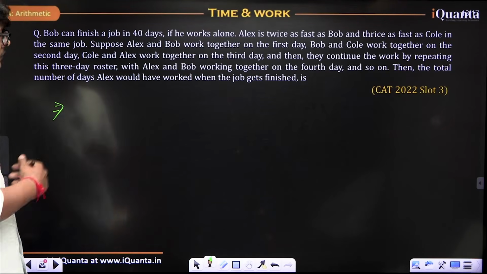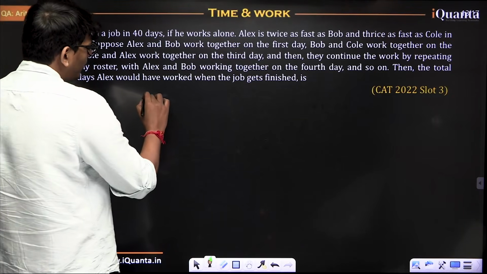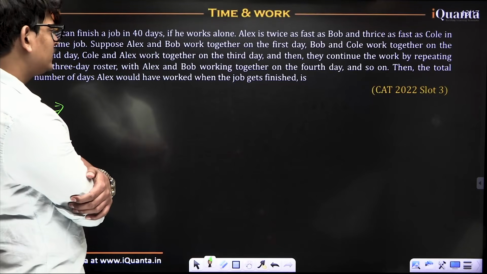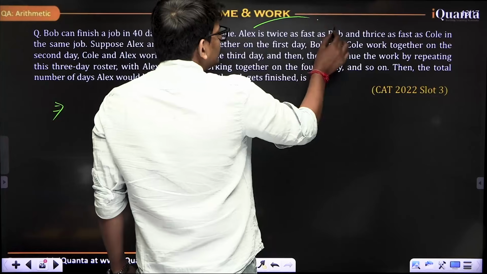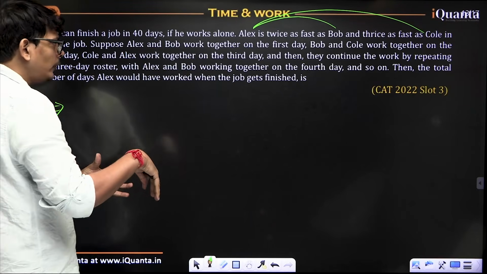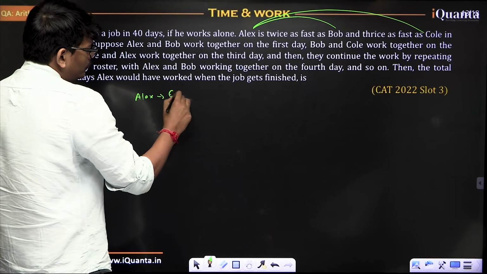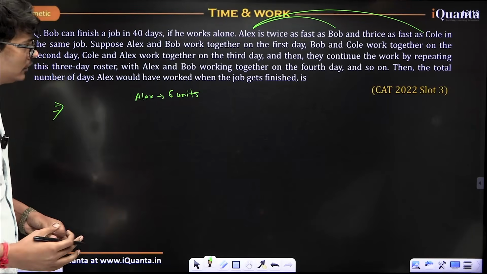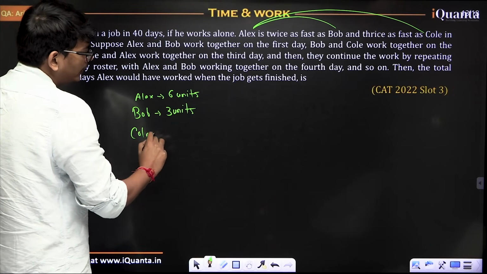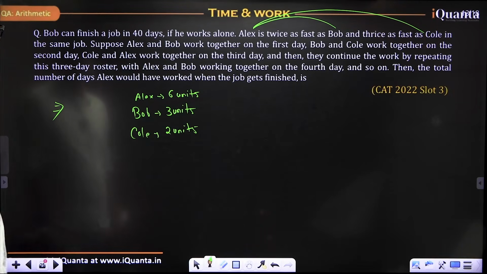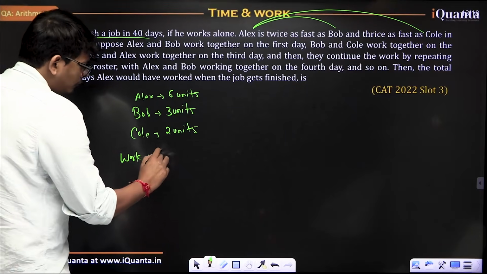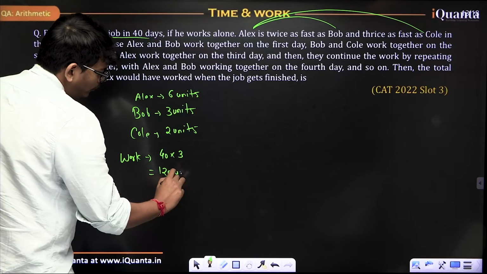Bob can finish a job in 40 days if he works alone. Alex is twice as fast as Bob and thrice as fast as Cole. Okay. So if you observe, Alex is a multiple of 2 as well as 3. So what I'm doing here, I'm taking Alex, suppose 6 units of work. Alex does 6 units of work. So Bob will be doing 3 units of work. And Cole must be doing 2 units of work. Right? Okay. And total work will be, since Bob can finish the job in 40 days, 40 into 3, 120 units. So we got to know total work also.